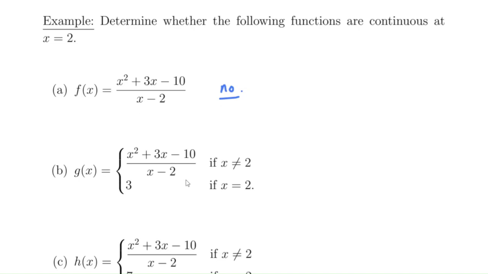Now, what about here? g of 2 is defined. g of 2 is 3. In fact, let's write this down. g of 2 is 3.